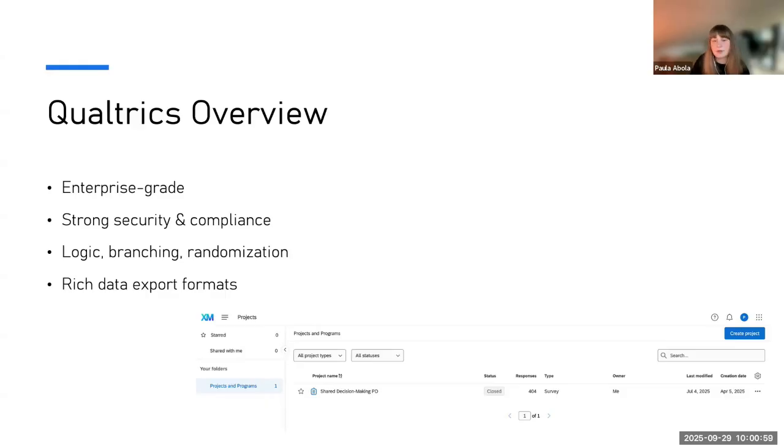As you can see on the screenshot of the dashboard, I only have one survey here, but of course you can have more. Here you can see the status of your survey, which for me is currently closed, which means that I finished my data collection after I collected 404 survey responses. You also see the last modified and creation date. So it's very easy to navigate when you log into Qualtrics.